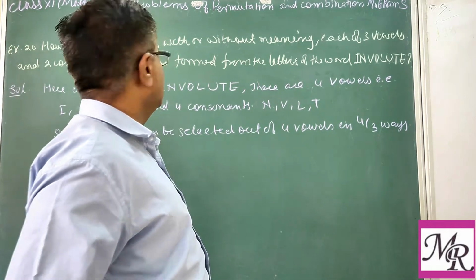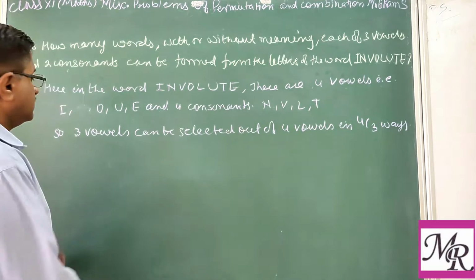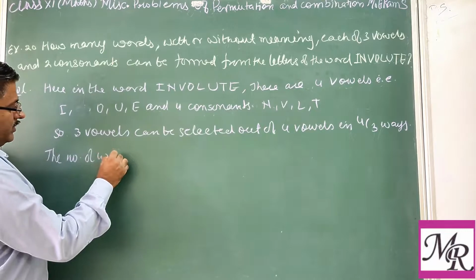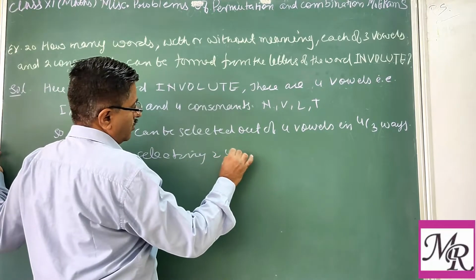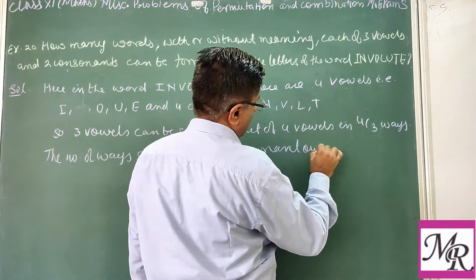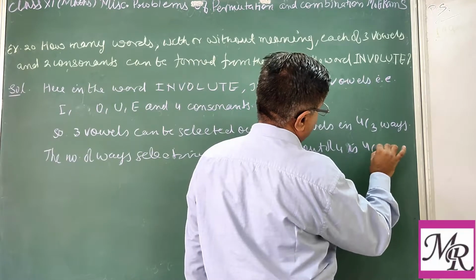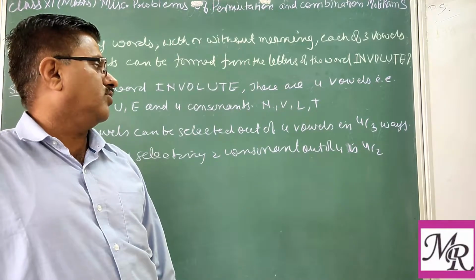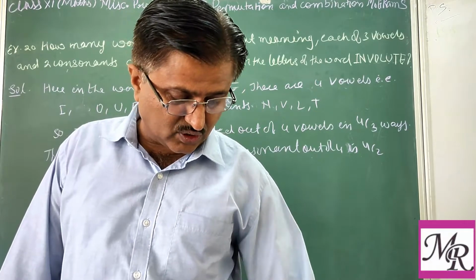Now similarly, it says we need 2 consonants. So the number of ways of selecting 2 consonants out of 4 is 4C2. So in how many ways can we select 2 consonants out of 4? That is 4C2. Clear? You can solve these separately.